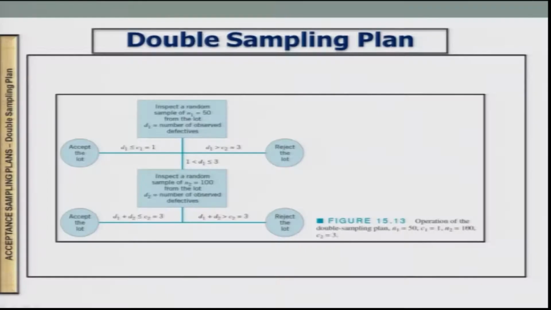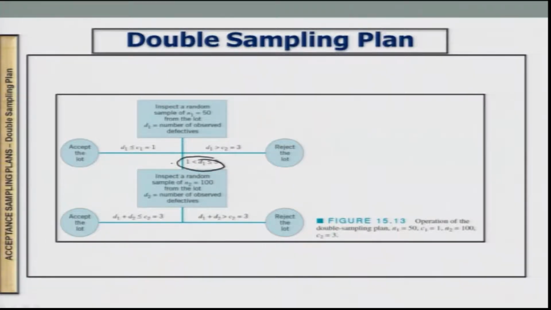So, this is what is mentioned at that level where I am pointing my finger, or let me make it more explicit, where I am circling this. If D1 is between 1 and 3, you inspect a second sample of 100 observations from that lot. If D2 is the number of defects observed, then you find the sum of D1 and D2. If D1 plus D2 is greater than C2, you reject that lot. If it is less than or equal to 3, you accept that lot.